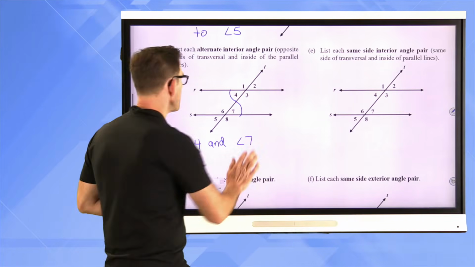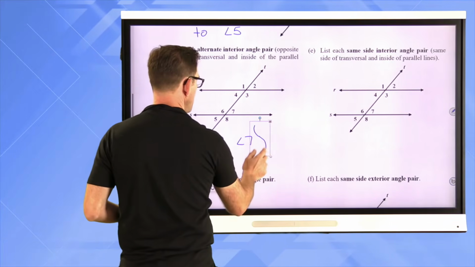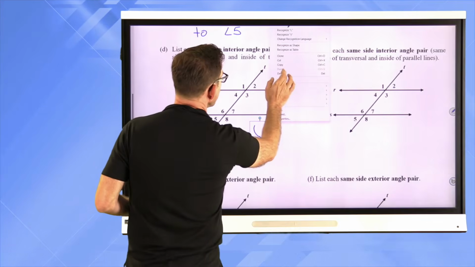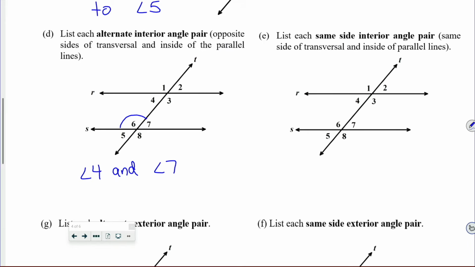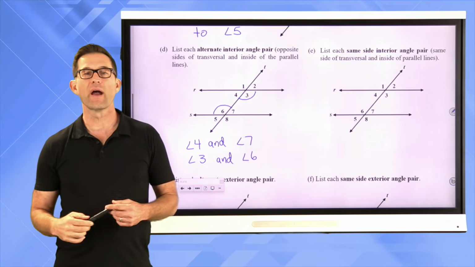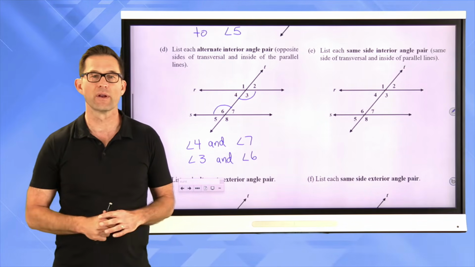But there's another pair that's an alternate interior pair. That was kind of cool. Didn't mean for that to happen. But that would be angle 6 and angle 3. Those are also inside but on opposite sides of the transversal. So angle 3 and angle 6. Alternate interior angle pairs, absolutely critical.